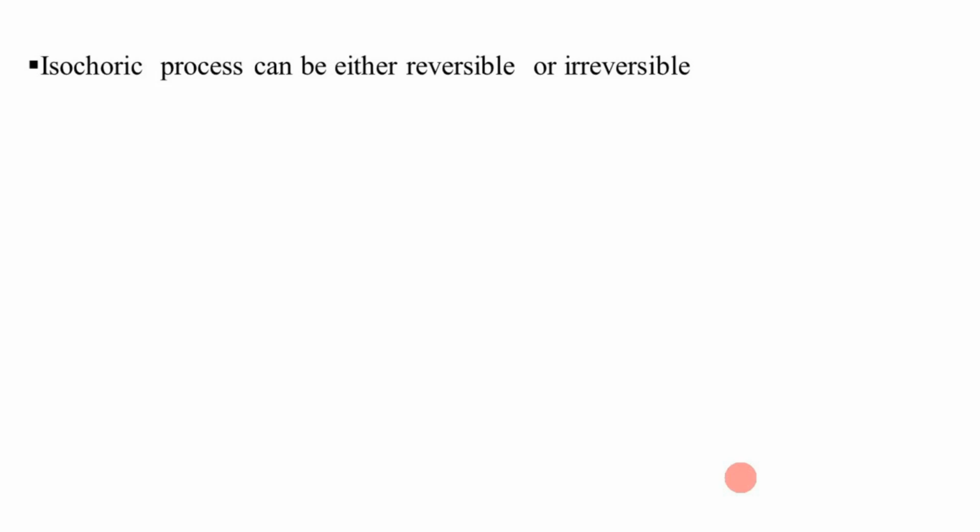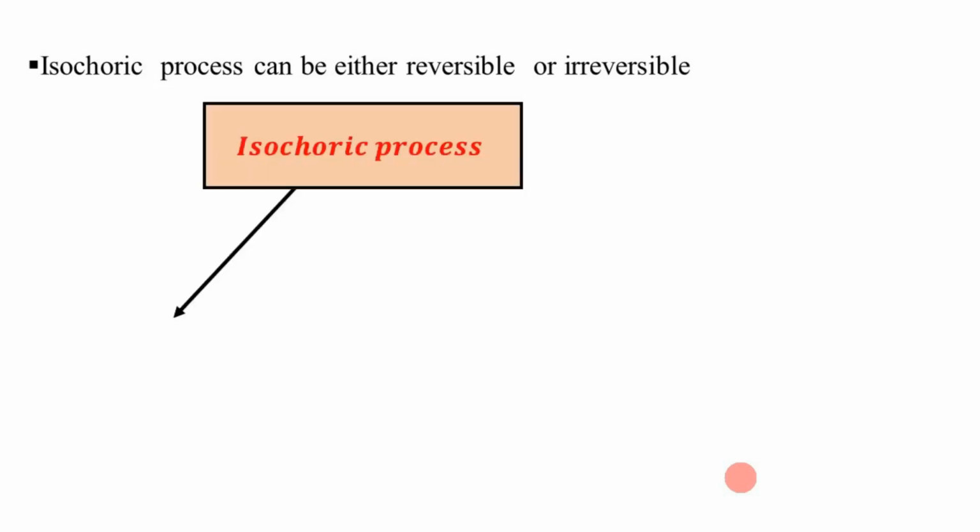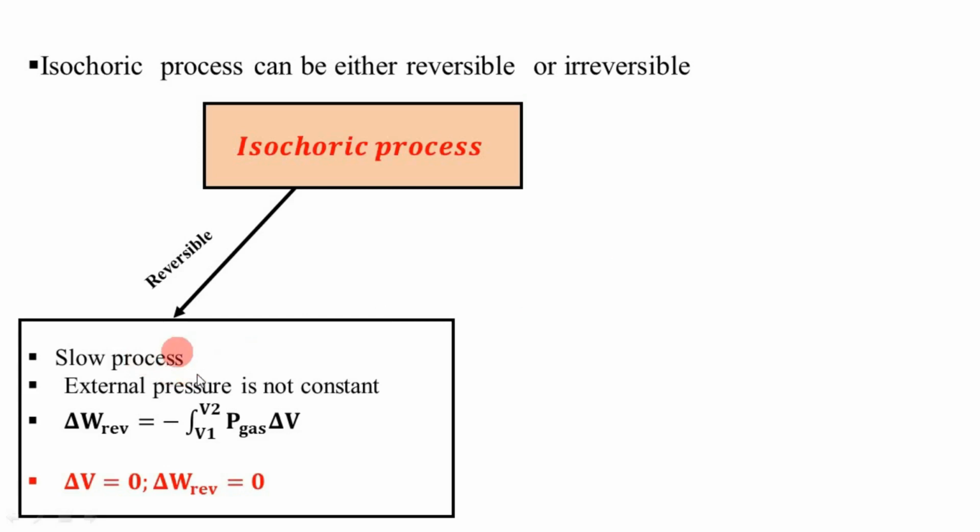Isochoric process can also be either reversible or irreversible. If you have the isochoric process and it is reversible, you might have a slow process. In this case, external pressure is not constant, because remember we have seen that in a reversible process, external pressure is not constant. In this case, the pressure of the gas is almost equal to the external pressure, so we can calculate the work done by using the pressure of the gas.